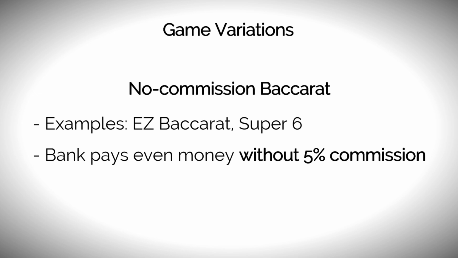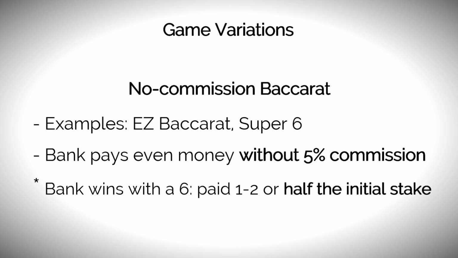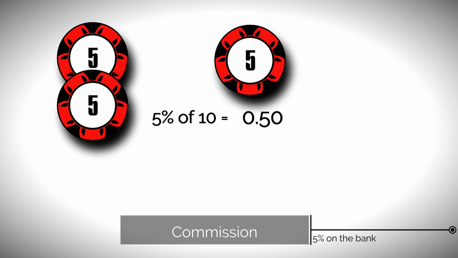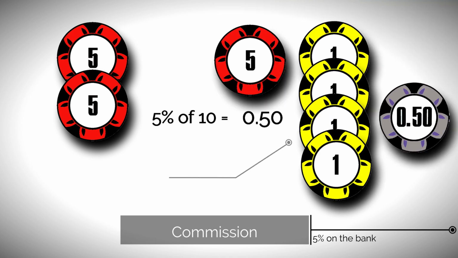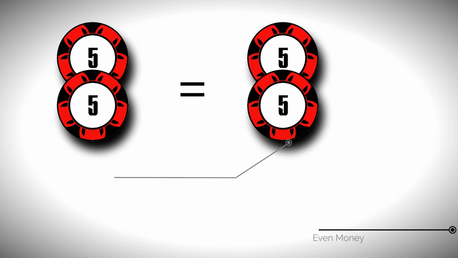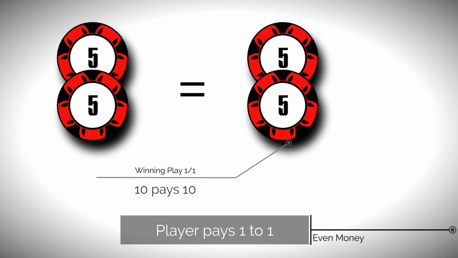As far as the payouts are concerned, no commission Baccarat pays even money on all winning bets, but you will receive only half of your stake on the banker bet if the bank wins with a 6. On commission Baccarat, 5% is deducted from all winning bets on the bank. Winning player bets are paid even money.